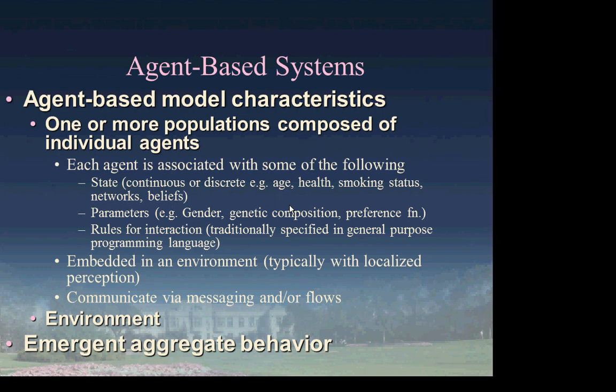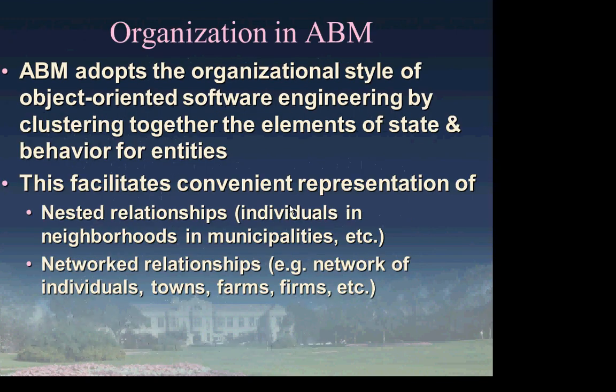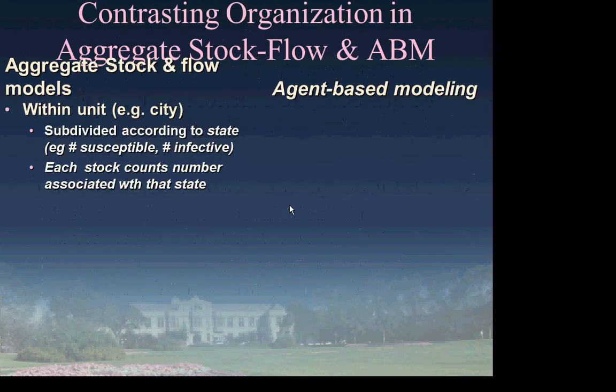And here the agents will communicate via messaging and/or flows. And this is flows as in stocks and flows. We'll see that. That's a possible mechanism. So they're in these environments. And here, aggregate behavior will be emergent, but it will also be emergent over space and across networks. Okay. Well, we noted this, that here we're capturing agents as objects, and it turns out this facilitates convenient representation of nesting of relationships, such as individuals and neighborhoods, and networked relationships. The fact that people are in networks.